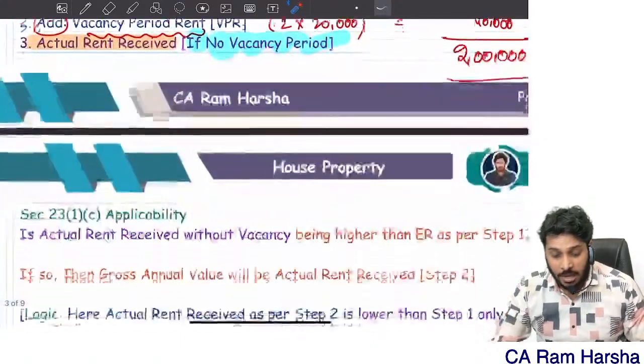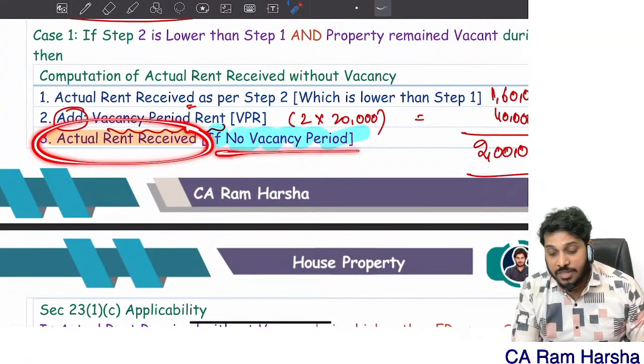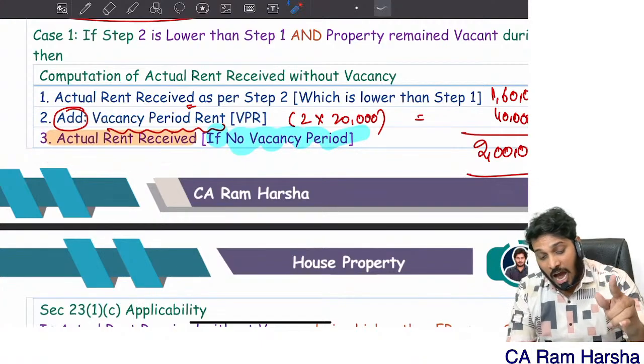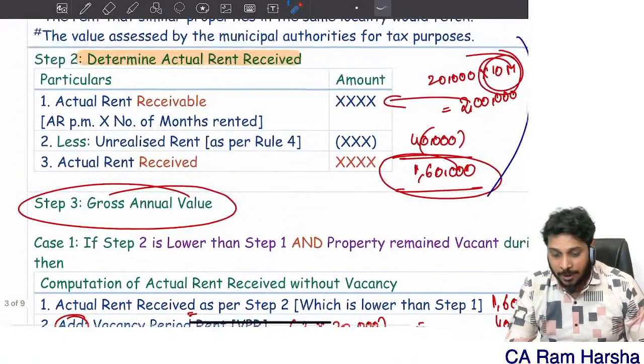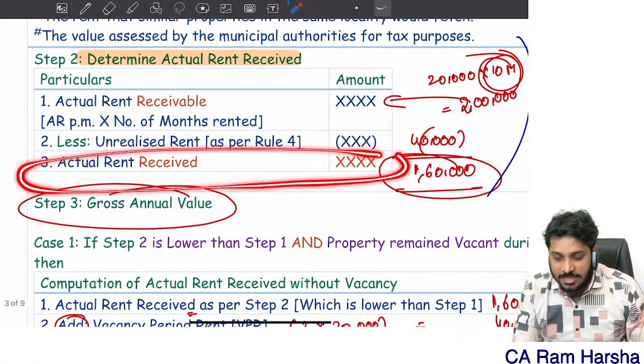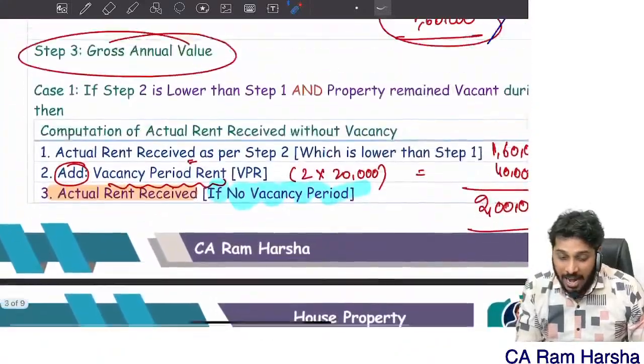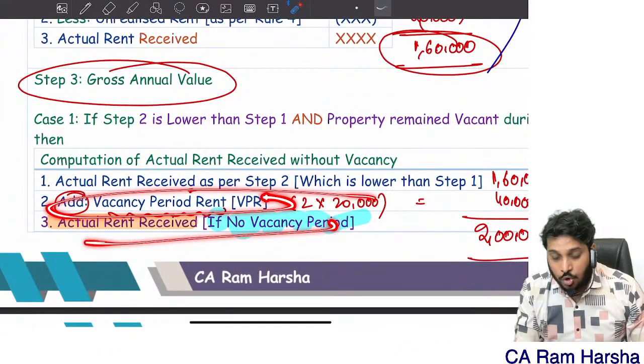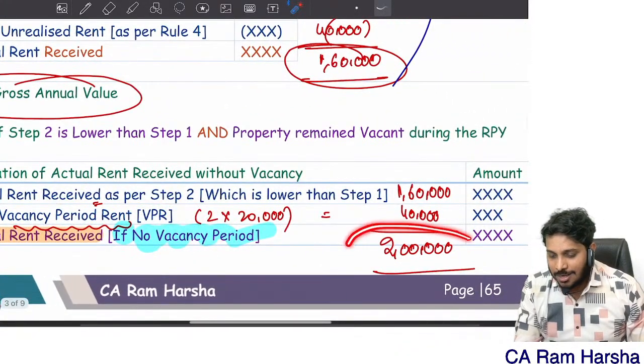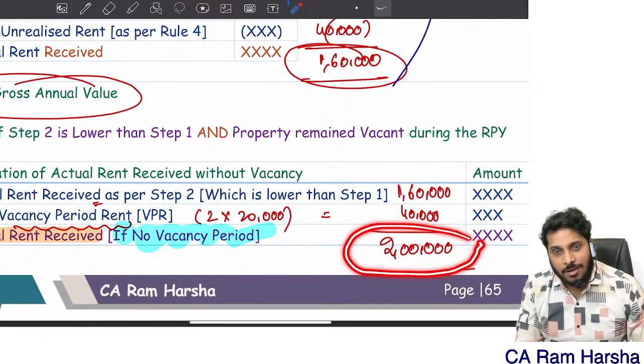Okay, do one thing. Compute actual rent if there is no vacancy after reducing unrealized rent. For that, add vacancy period rent. Then look at actual rent receivable. Sir, it is coming 2 lakhs.